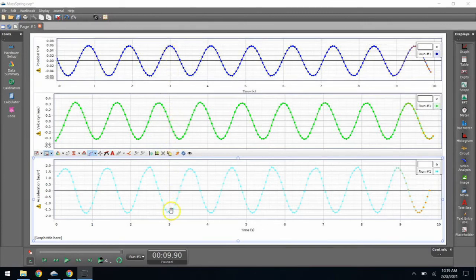If we can remember that at equilibrium it's moving fast and has no acceleration, and that at its maximum displacement, its amplitude, it comes to rest and has its largest acceleration, and that the acceleration and position always have opposite signs, then that's what we need to know in order to be able to interpret and line these things up and determine what's going on.